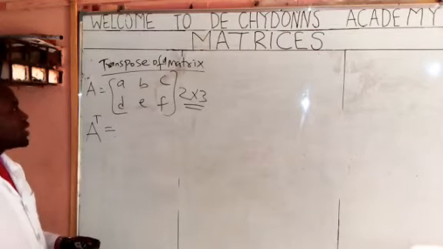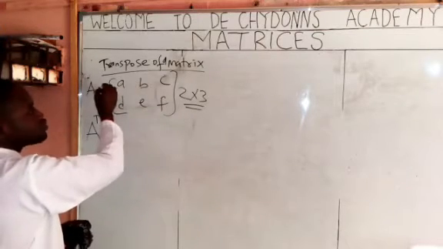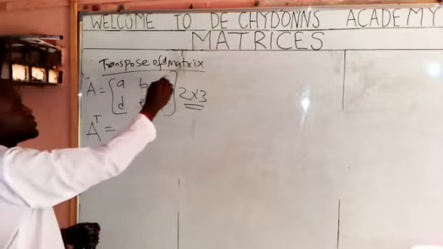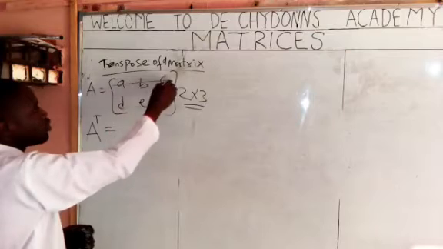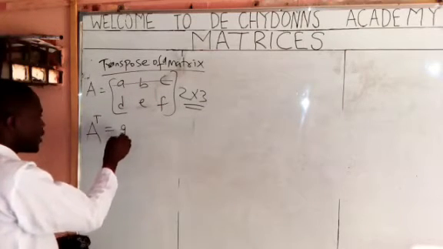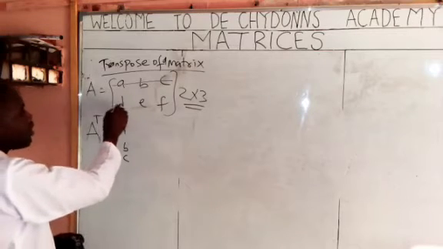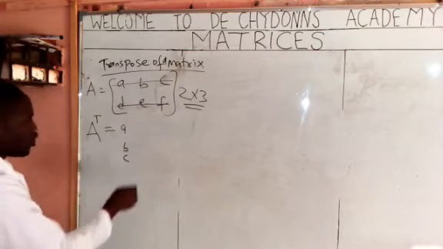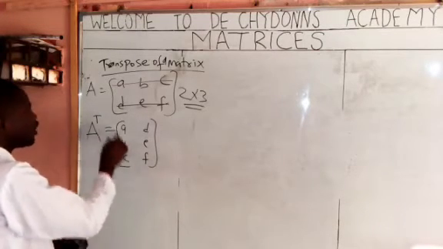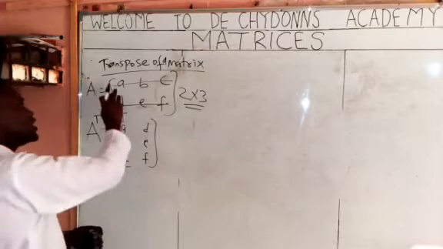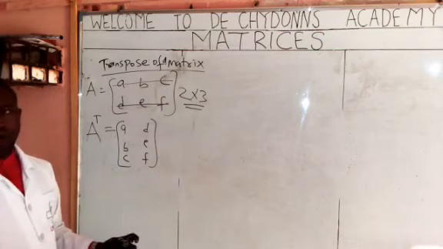Now, the implication is, what is the row? The first row is A, B, C. Call the first row the column. It will become A, B, C. This is a column. Then call the second row D, E, F, column, D, E, F. This is the transpose of this matrix. That is, carry the row, call each column, carry the row, call each column. You are done with that.